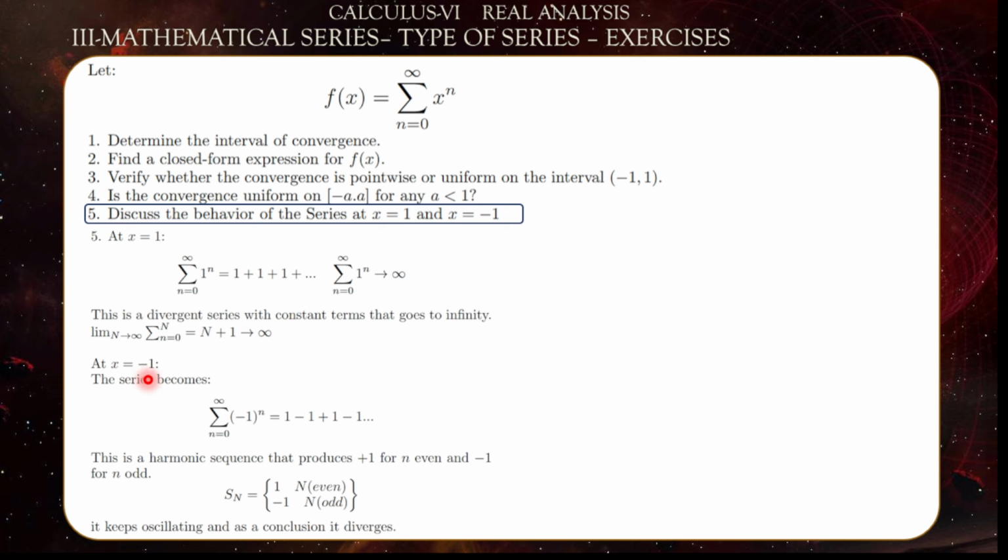At x equals minus 1, the series becomes the sum from n equals 0 to infinity of minus 1 to the power of n, equal to 1 minus 1 plus 1 minus 1, etc. It keeps oscillating between positive and negative values. This sequence produces plus 1 for n even and minus 1 for n odd. It keeps oscillating, and as a conclusion, it diverges because it's always alternating between plus 1 and minus 1, so it diverges as well.